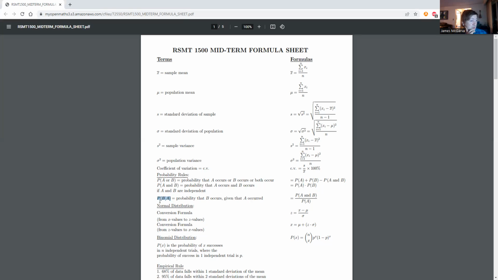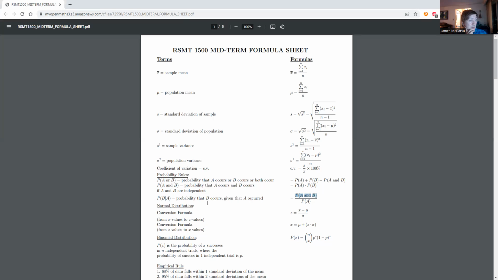Given that A occurred, what's the probability that B occurs? You do this: the probability of A and B divided by the probability of A. So that's that formula. And if you were wondering up here in the previous formula, what do I do if they're not independent? How do I get the probability of A and B? Well, you can see that's actually right here, and you can just rearrange it.